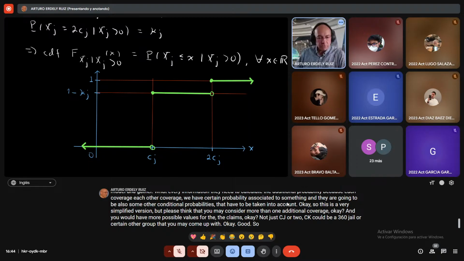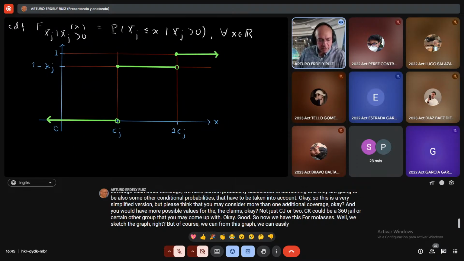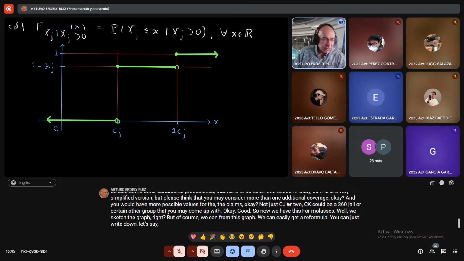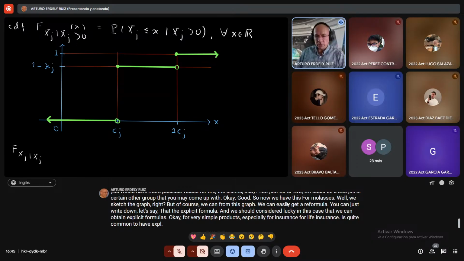Good. So now we have this formula. Well, we sketched the graph, right? But of course, from this graph, we can easily get our formula. We can just write down the explicit formula, and we should consider ourselves lucky in this case that we can obtain explicit formulas, okay? For very simple products, especially for life insurance, it's quite common to have explicit formulas, right?